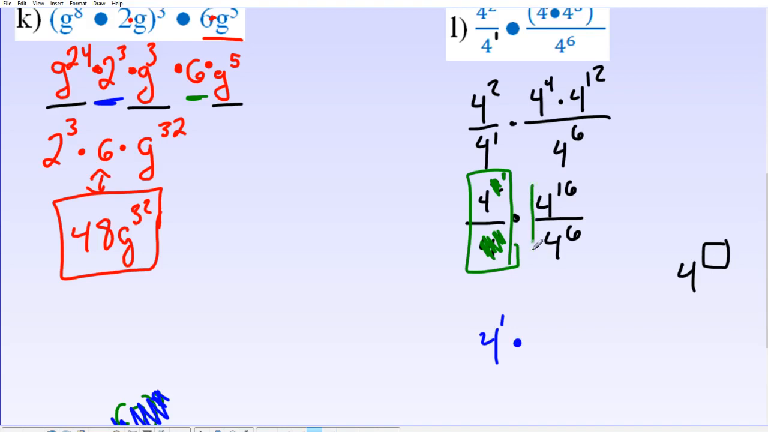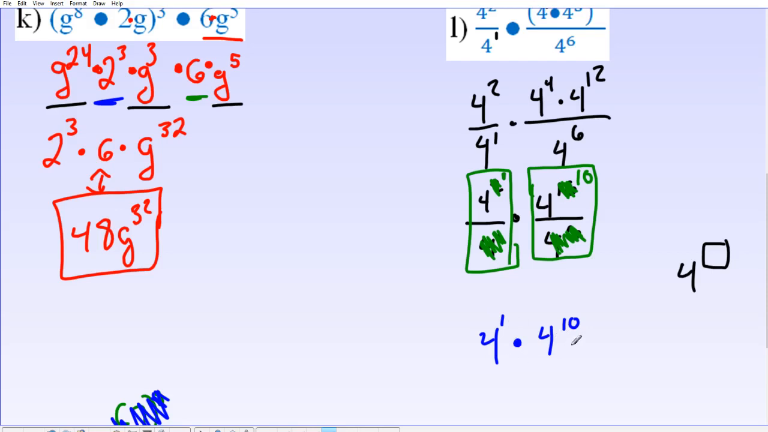The other one, if I look at this, I've got six 4s down below, sixteen 4s up top. So if I cancel out 6 of these and 6 of these, I still have 10 more up top. I simplified this fraction, I simplified that fraction, and now I'm left with this, and I can see that I'm going to be adding my exponents.